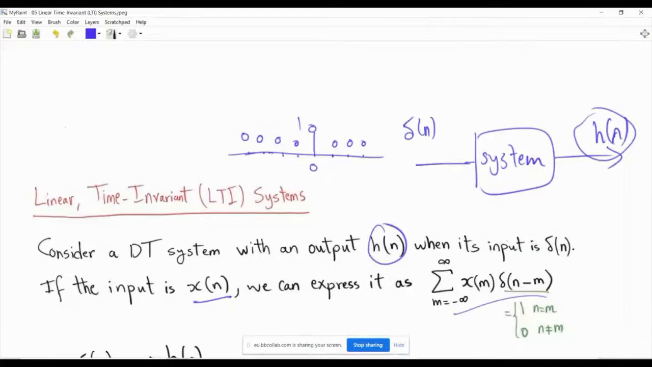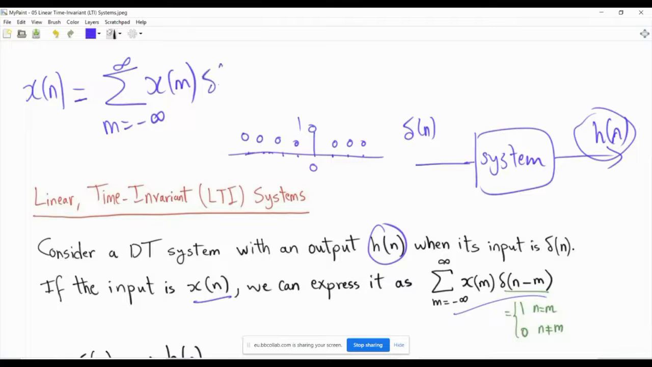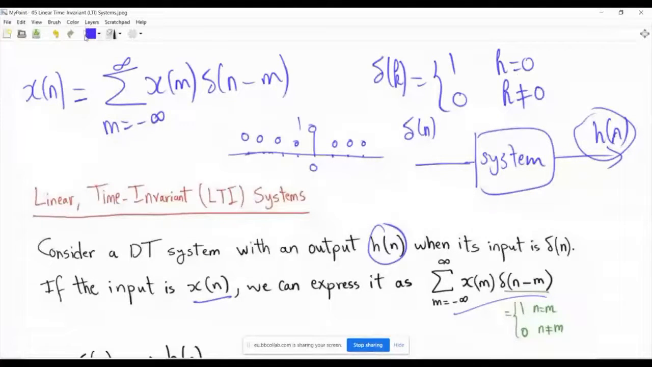It may look strange, but it is not. I claim that x of n is this summation here, the sum of x of m times delta of n minus m. This is the discrete time delta. As a reminder, delta k is 1 if k is equal to 0, and 0 if k is not equal to 0. So you have this summation: fix an n, and the summation index runs through all the integer values.